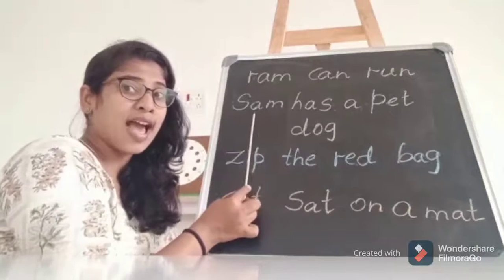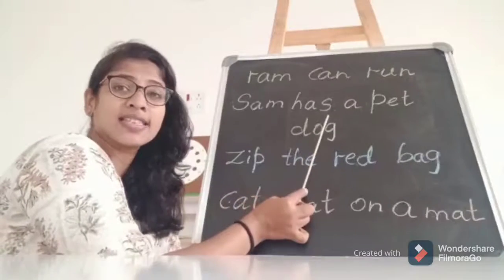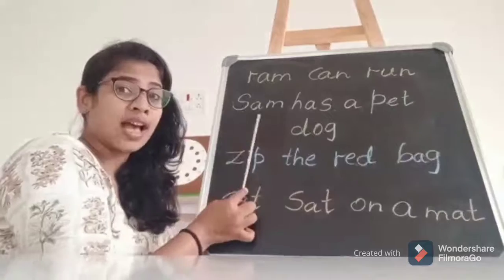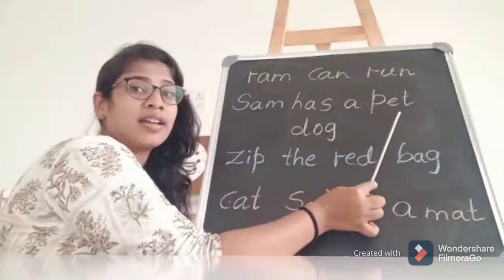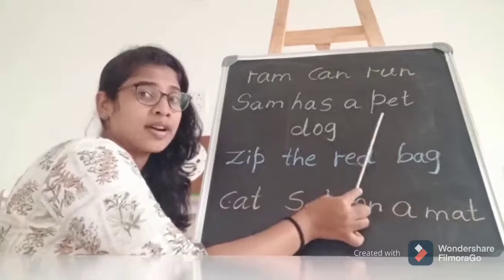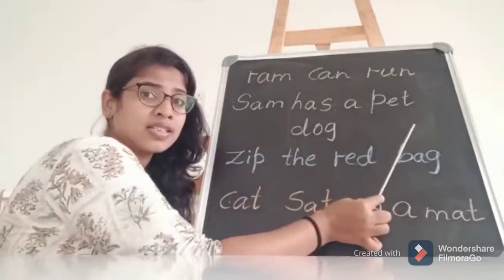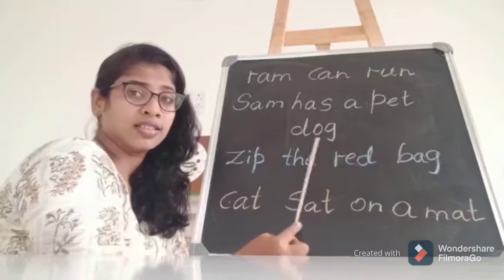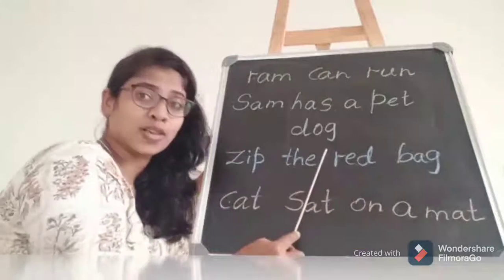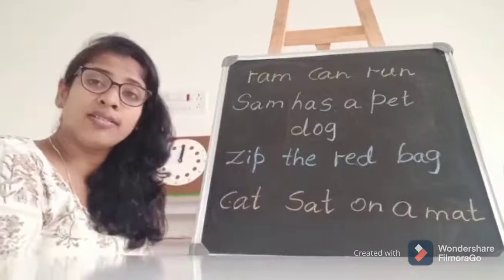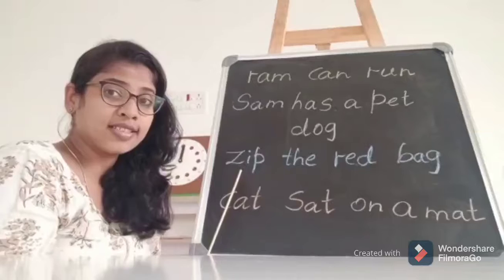Sam. Has. Sam has a pet. Pet. Sam has a pet dog. Dog. Sam has a pet dog. Can you try to read, children? Yes. Okay. So let's move to the next sentence.